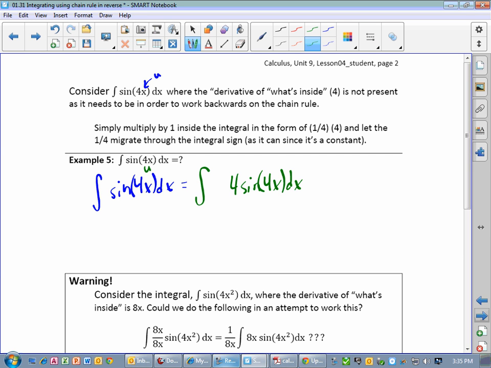But I can't just willy-nilly multiply by anything I want. I can only multiply by 1. So what else do I need to multiply by to make this 1? Multiply by 1/4. Now notice, this is a constant. So conveniently, I can pull it out of the integral and imagine that it's just being factored out. So we have 1/4 times the integral of 4 sine of 4x. And now we've got our u and our u prime. And so now this is just like sine of something. The integral of sine of something, well, it would be negative cosine, that same thing. So I've got negative cosine 4x.